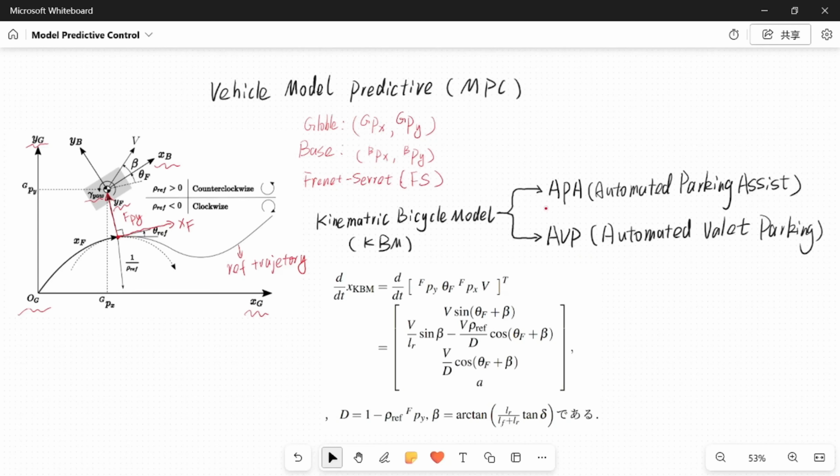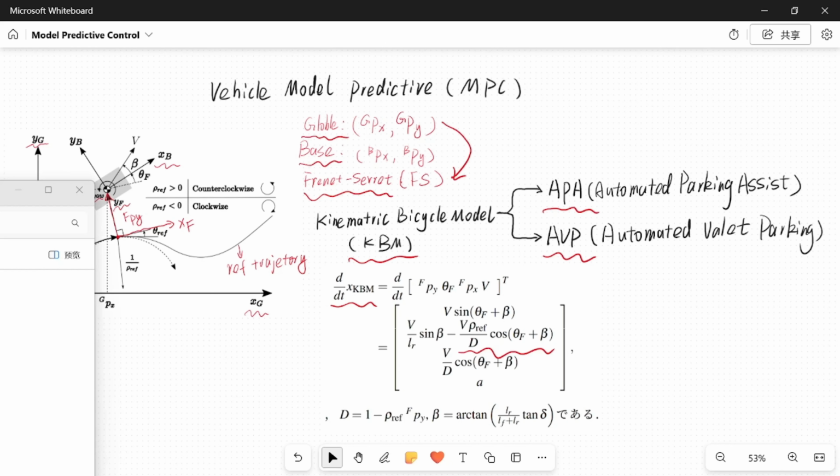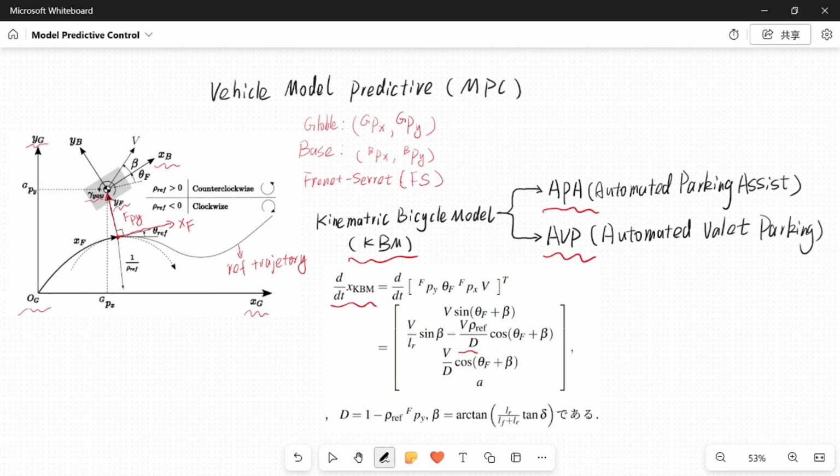We're working on path tracking for Automated Parking Assist (APA) or Automated Valet Parking (AVP). The Kinematic Bicycle Model (KBM) is the most effective model for expressing low-speed vehicle behavior. The KBM state equations that you normally see aren't simple formulas in the global coordinate system, but a complex matrix filled with trigonometric functions and curvature, like this. This is the result of transforming KBM from the global coordinate system to the FS coordinate system.